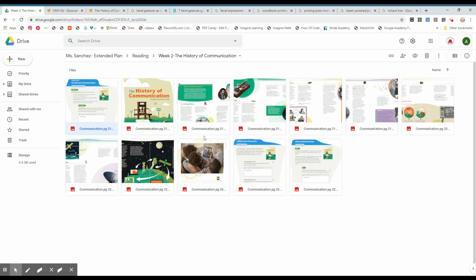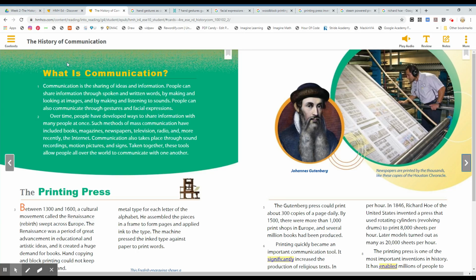If you could now please go to page 312 and 13, please, boys and girls. What is communication? Communication is the sharing of ideas and information. People can share information through spoken and written words, by making and looking at images, and by making and listening to sounds. People can also communicate through gestures and facial expressions.